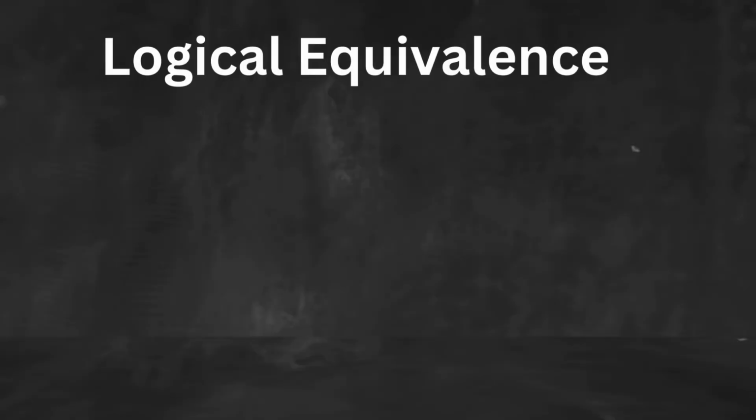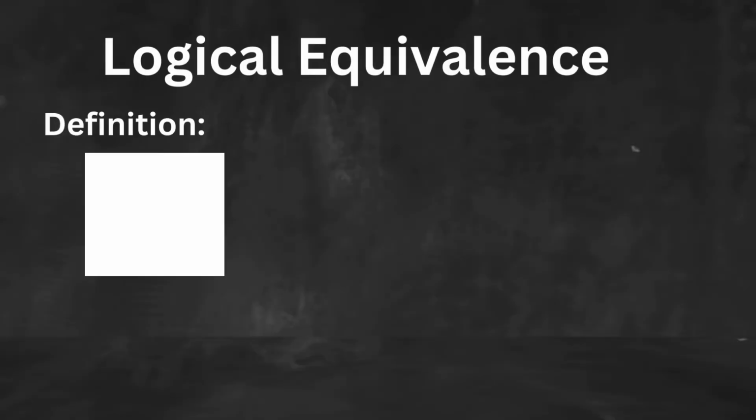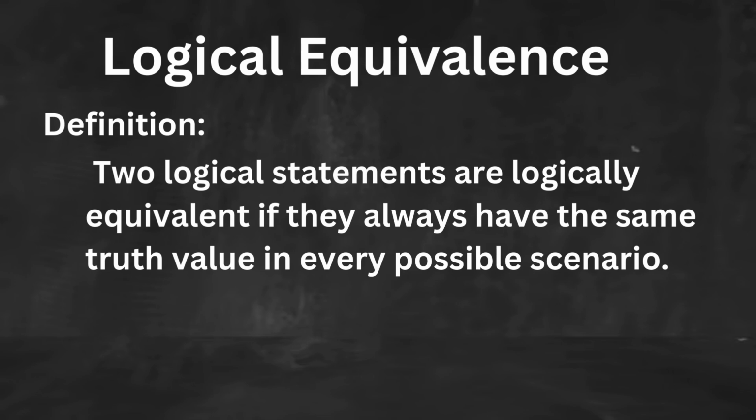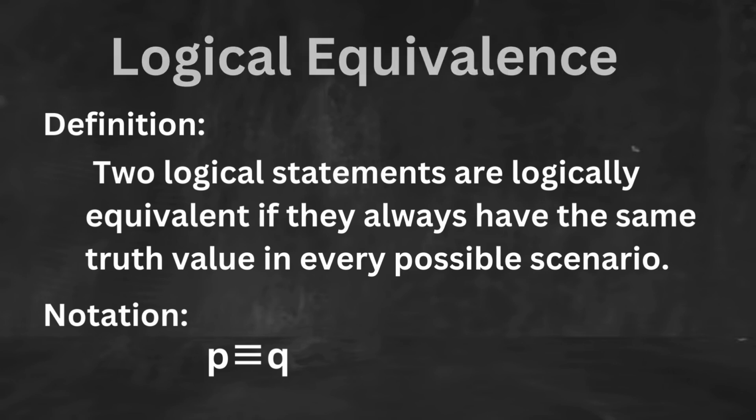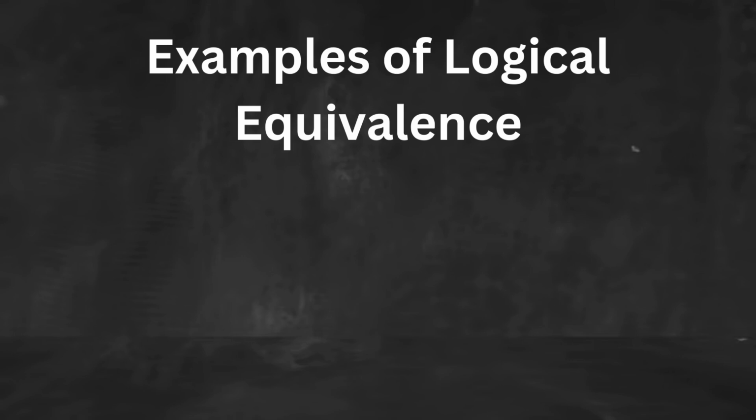What is logical equivalence? Two logical statements are logically equivalent if they always have the same truth value in every possible scenario. Notation: it can be represented by this. Logical equivalence is when two statements always yield the same truth value, no matter the truth values of their individual components. Let's look at some examples.